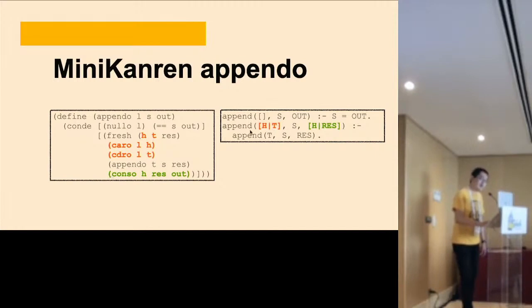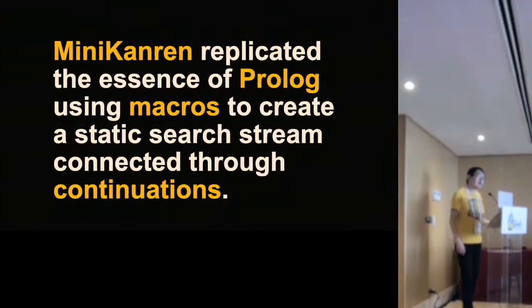And lastly, you combine the result into 1. Okay, so this is from the high level things. We're looking at, okay, what's the miniKanren version of the appendo you can use. So you can see it's exactly the same. miniKanren replicates the essence of Prolog. They're using macros to create a static search string connected through the continuations.